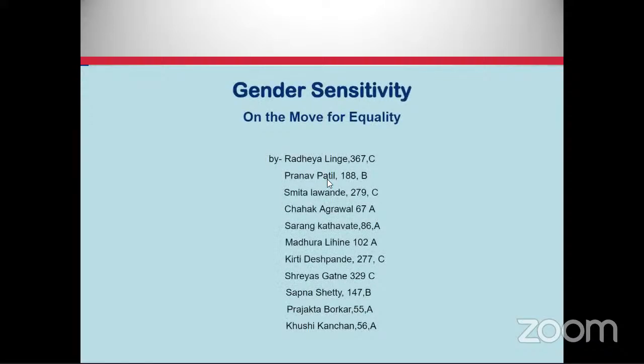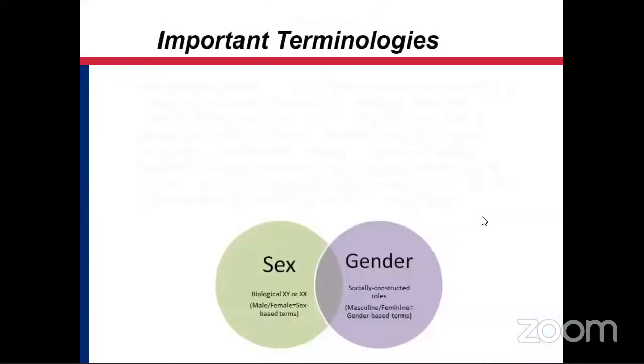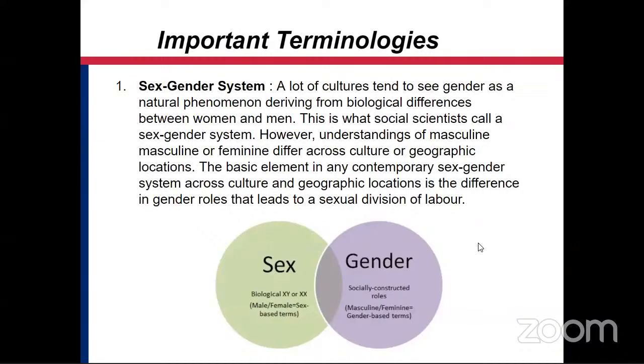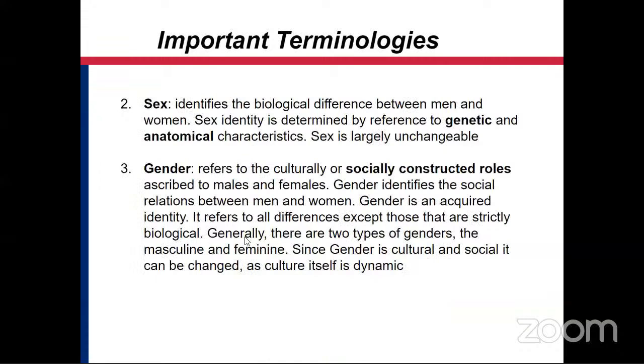Before we begin, let's talk about some important terminologies. Sex is something which is often interchangeably used with gender, but these are two different terms. Sex is something which is assigned to us like a label the moment we are born, while gender is something which is socially and culturally influenced.